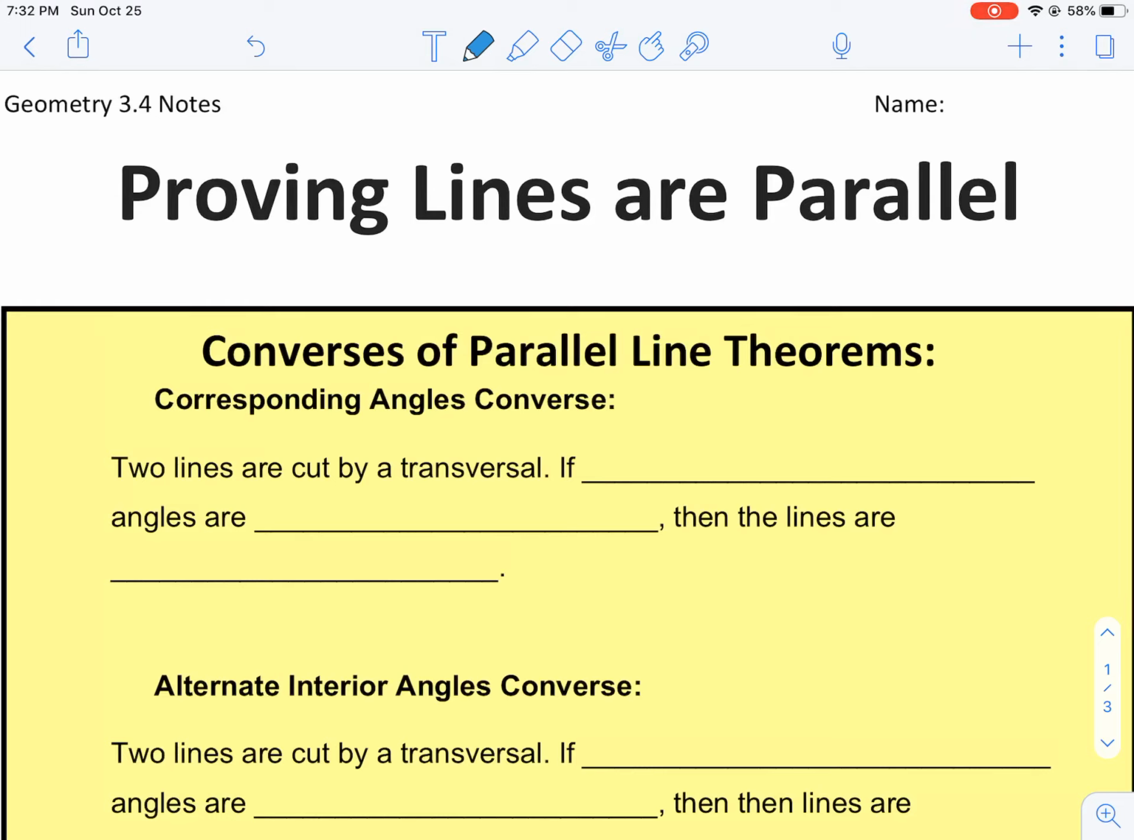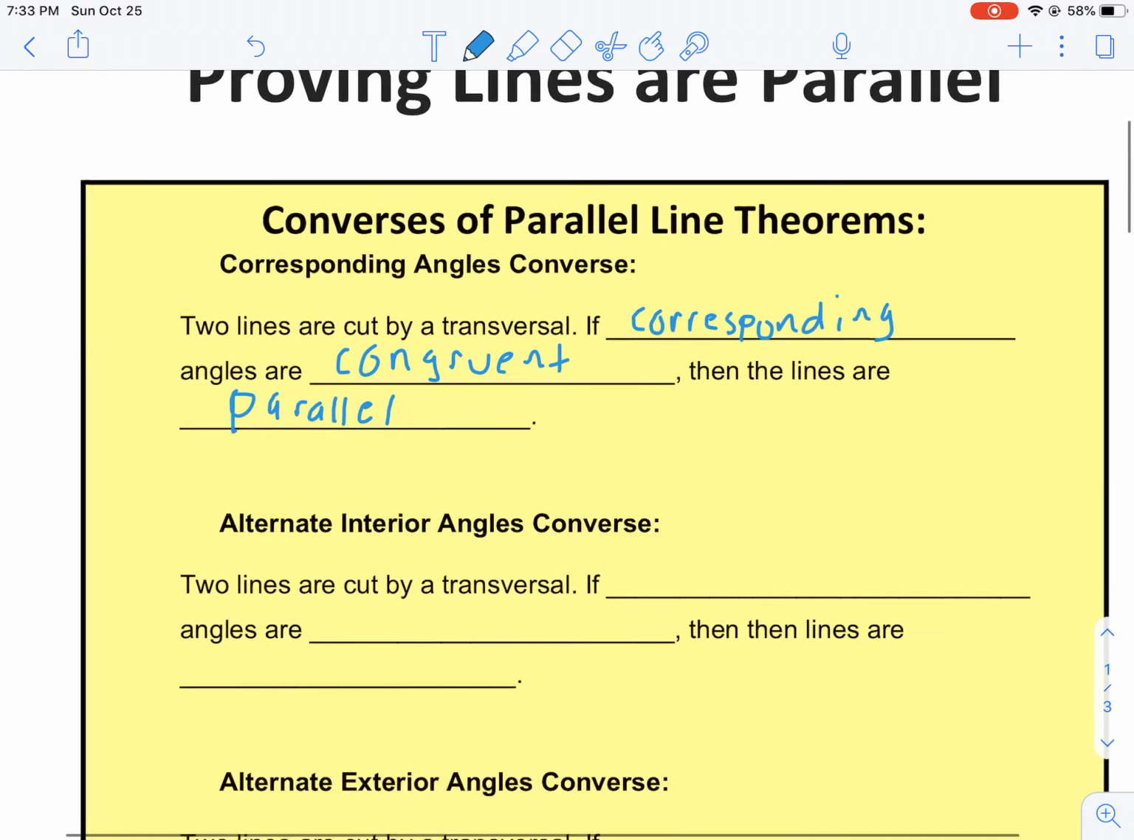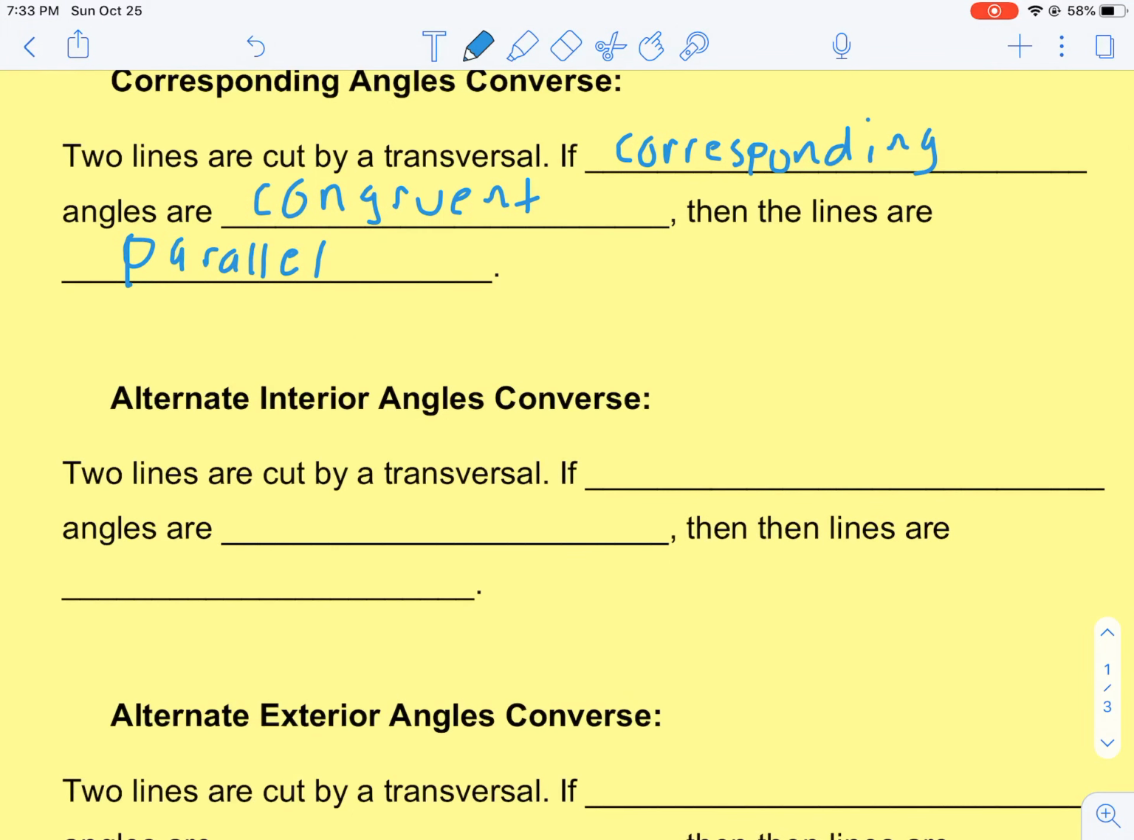The first one is the corresponding angles converse. We can say if we've got two lines that are cut by a transversal, and if you can show that corresponding angles are congruent, then the lines are parallel. So it works both ways. If the lines are parallel, then corresponding angles are congruent, or if corresponding angles are congruent, then lines are parallel. And that's how all four of these are going to work.